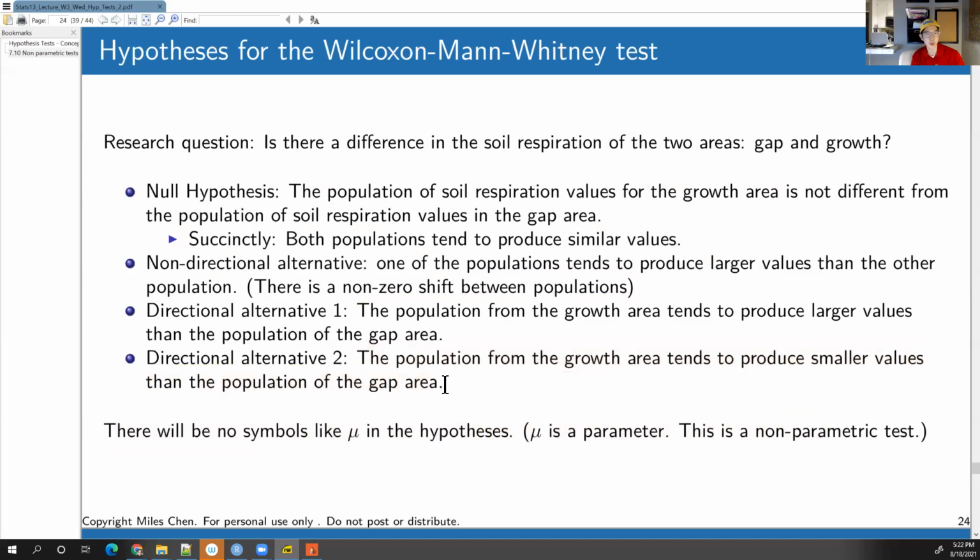So there you're specifying exactly which one of the populations produces larger or smaller values than the other. But again, no symbols like mu, no mentions of the word mean or anything like that in your hypotheses. And I will say there is going to be a quiz question where I'm going to ask what are the hypotheses to use for the non-parametric Wilcoxon-Mann-Whitney test. You'll have a few examples.